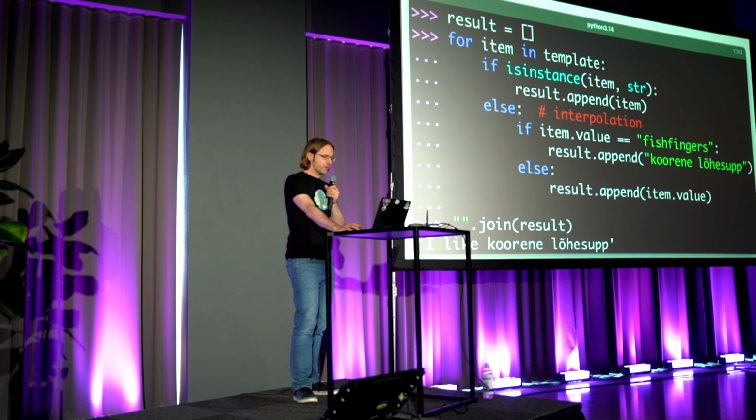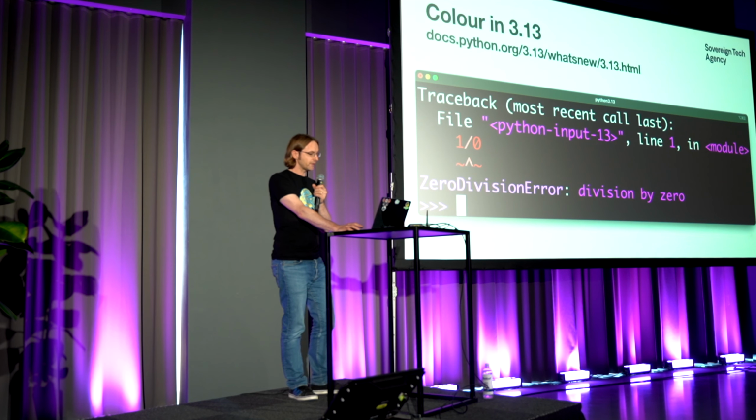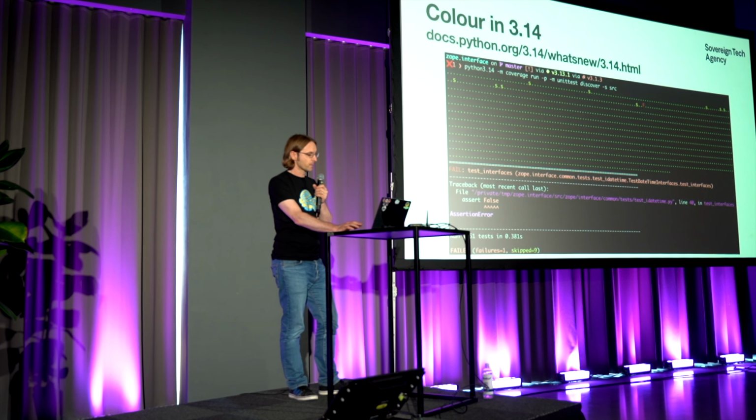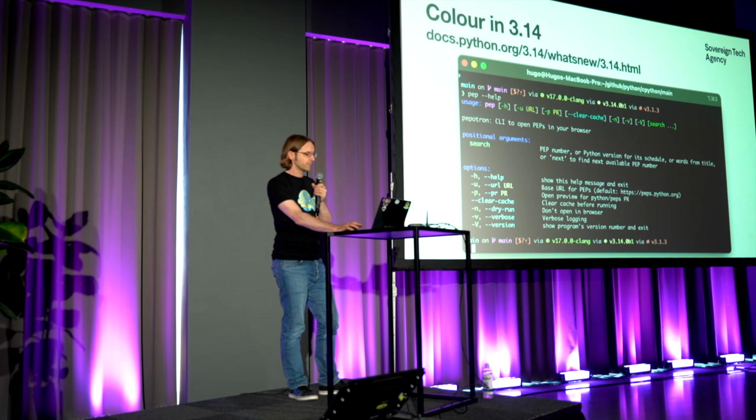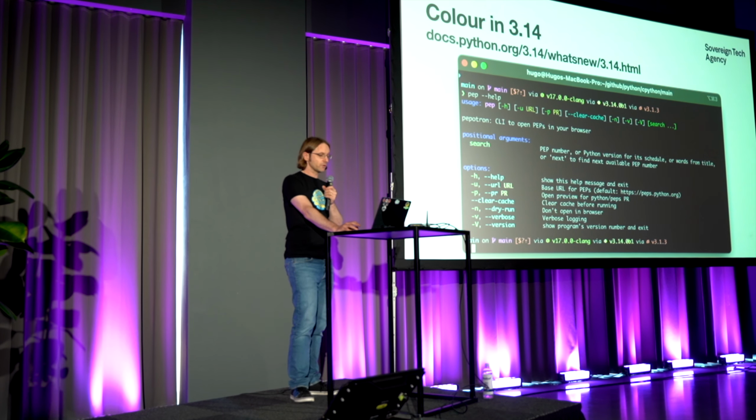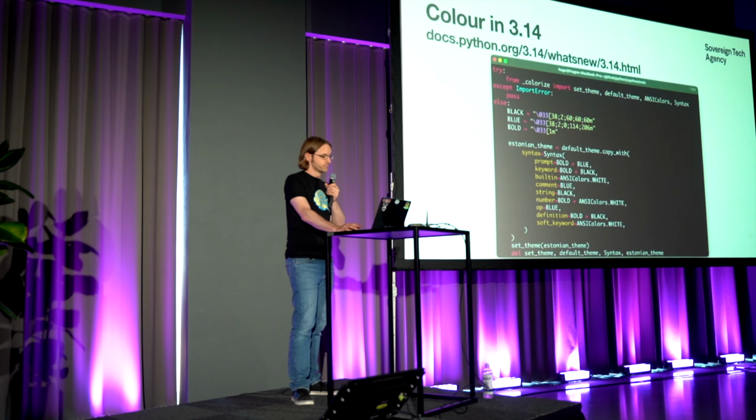You may have noticed the REPL in these screenshots has color syntax highlighting. This is also new in 3.14. We started adding color in 3.13 for tracebacks and doctest, and in 3.14 we've added color to unittest and the JSON CLI and argparse help. We tried hard to pick colors that work well in dark and light mode, have good contrast, and are also still readable if you are colorblind.